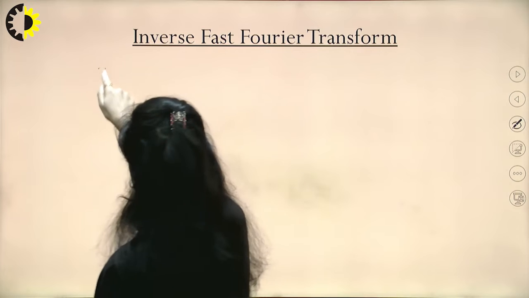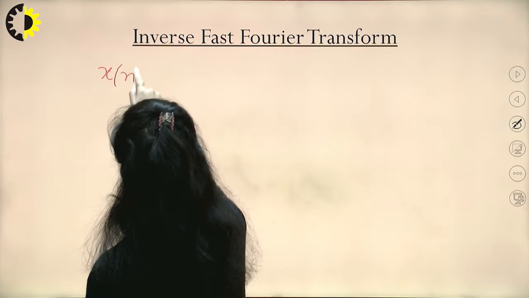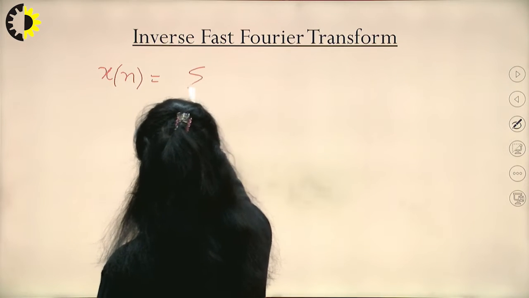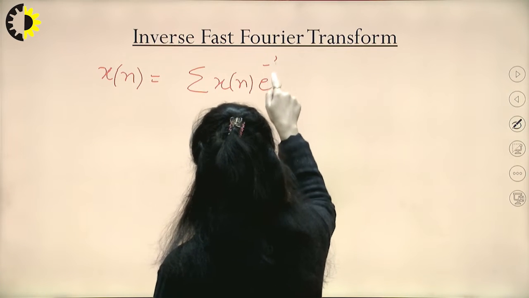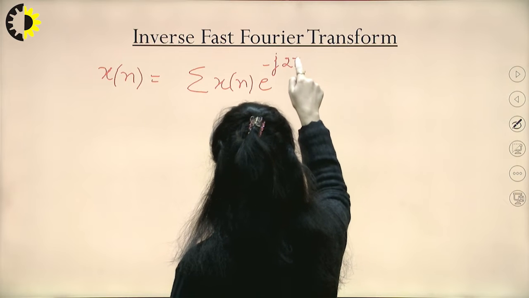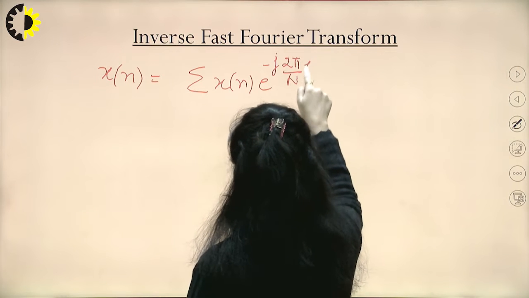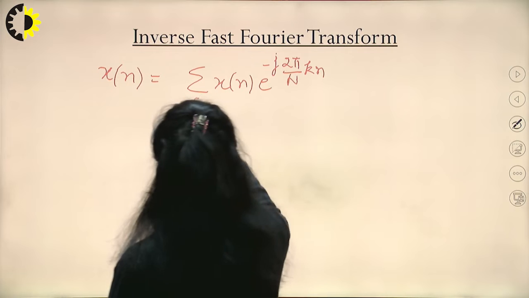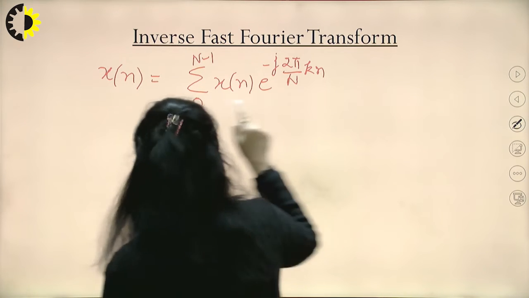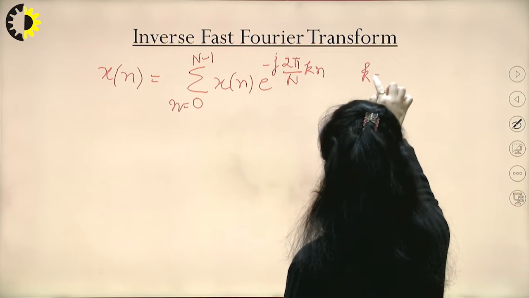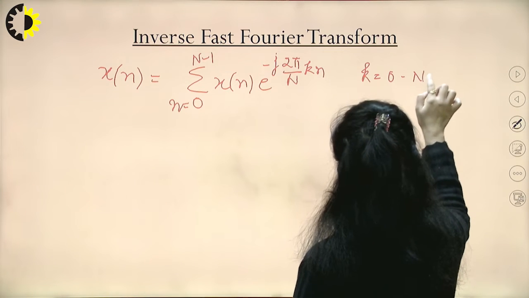When I talk about the definition of DFT, it is xn e raised to the power minus j 2 pi by n kn. For finite sequences, this n ranges from 0 to n minus 1, and this k also ranges from 0 to n minus 1.